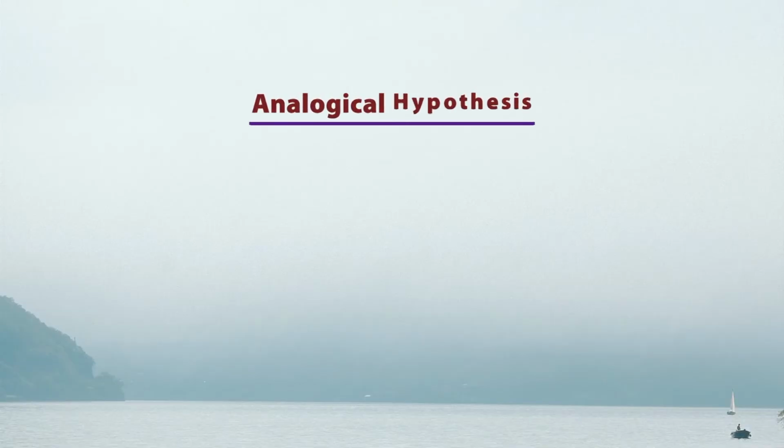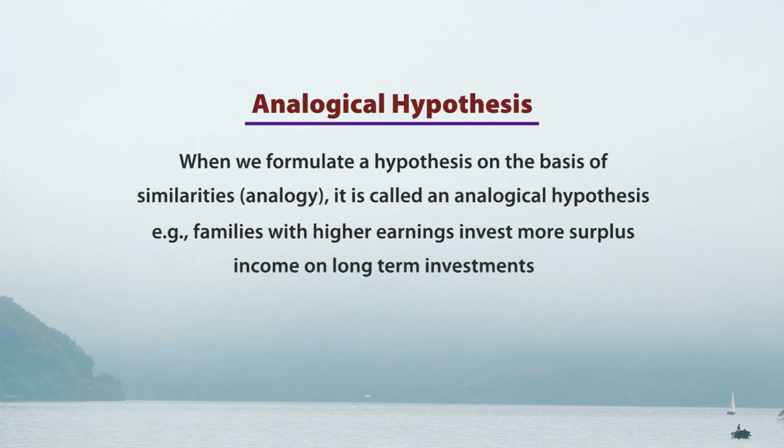So it's not that you can just confine it to certain things, but it can be an object, person, organization, situation or event. And if you talk about the analogical hypothesis, when we formulate a hypothesis on the basis of similarities, analogy, it is called an analogical hypothesis. Like families with higher earning invest more surplus income in long-term investments. So what we have observed is that there are certain similarities. If the income is high, if your paying capacity is more, if your spending capacity is more, very easily you can buy some. It occurs with elite goods, or certain items which are quite expensive in nature, and it caters to a particular segment.